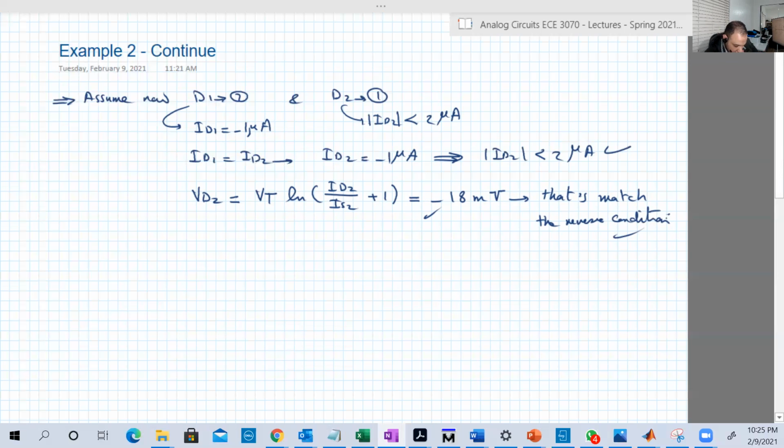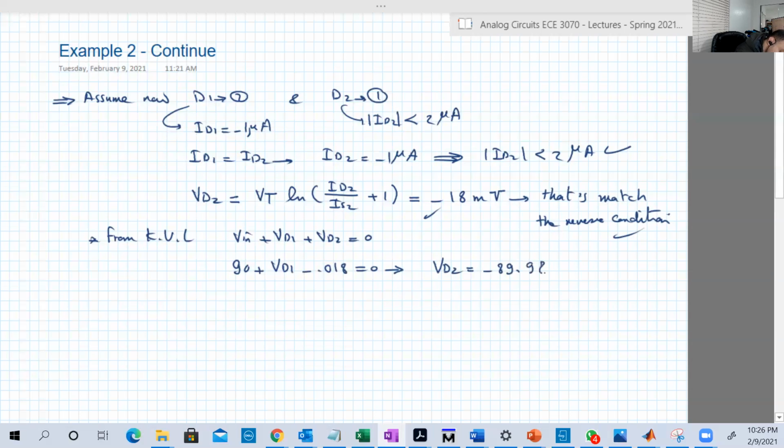We're still correct. Okay, now VD1 from Kirchhoff, from KVL. We know that V input plus VD1 plus VD2 equal to 0. V input is 90. VD1 is unknown for us till this moment. VD2 is minus 18 millivolt, which is 0.018 volt, equal to 0. From here, VD1 will be equal to minus 89.98 volt.